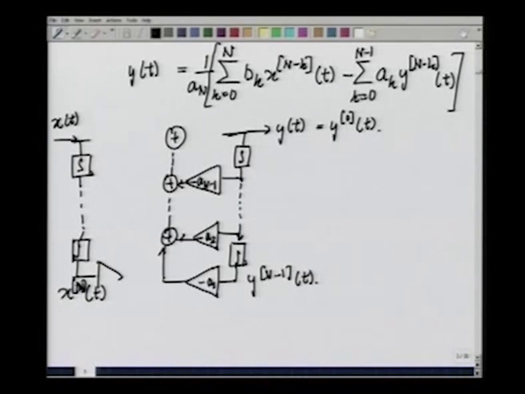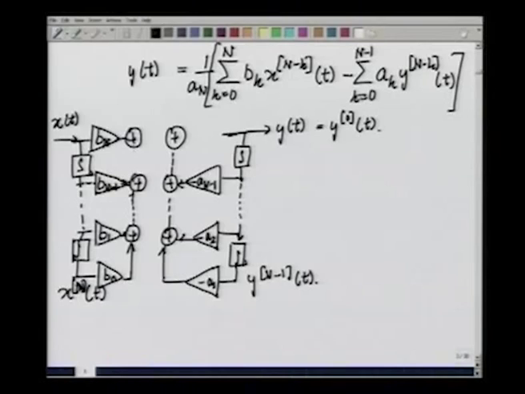x n of t has to be multiplied by b 0, x n minus 1 t has to be multiplied by b 1, these two have to be added and so on until here you have b n minus 1 as the scaling coefficient and this gets added to all the terms met along the way, and finally you have here b n and this gets added to all the things that have come in from before and this whole thing gets added over here.